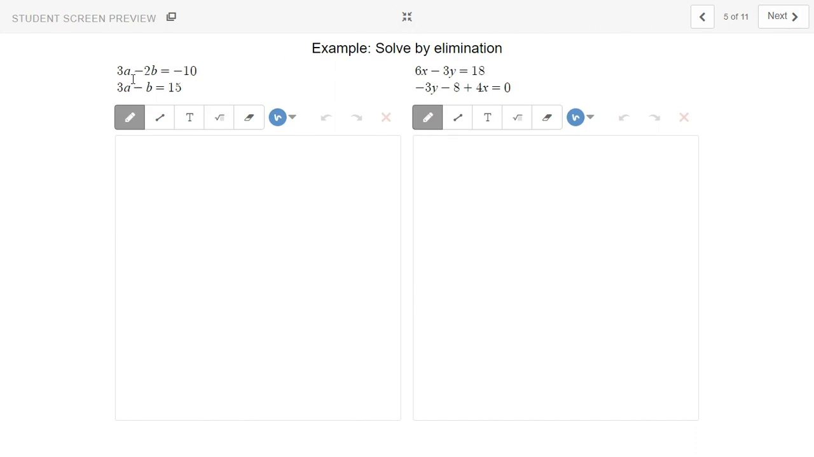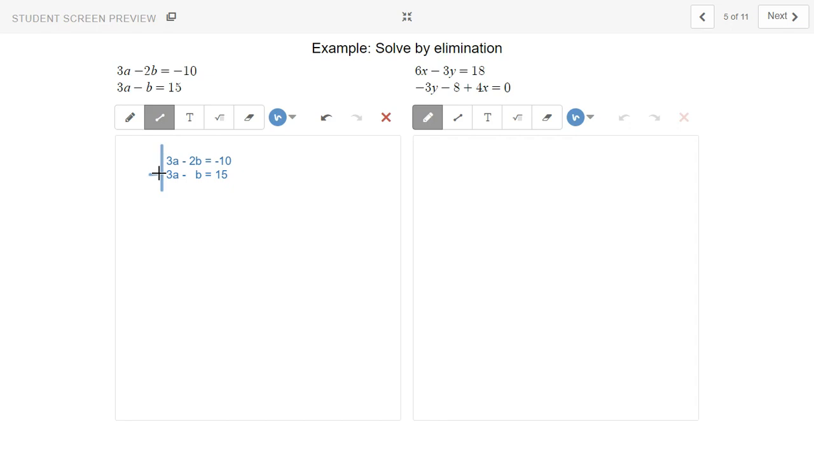So we have a and b. Same thing, these are variables. We're going to use those instead of x and y now. Just looking at this, I see that the a term is exactly the same, which is good for me because I can just subtract my two equations. 3a minus 2b is equal to negative 10. 3a minus b is equal to 15.